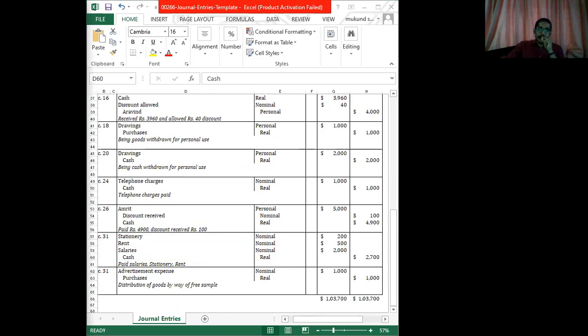And last one, this one also many raised doubts. Goods distributed by way of free samples rupees 1,000. Okay, so what is this? You should consider this transaction as advertisement expenses. Why does a company distribute free samples? Because it is a kind of marketing activity, right? So that can be treated as advertisement expenses.